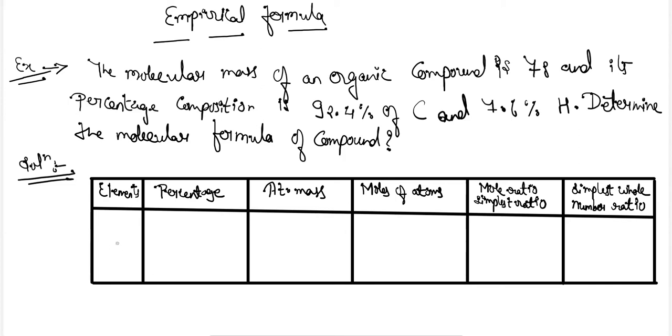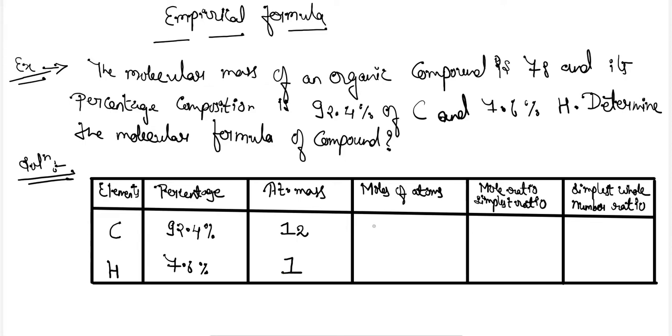Now let's start solving the question. Two elements are given here, carbon and hydrogen, and for these two elements we have to form the empirical formula. The percentage of carbon given in the question is 92.4%, and for hydrogen it is 7.6%. The atomic mass for carbon is 12 and for hydrogen it is 1.